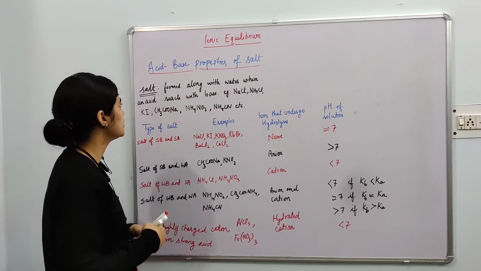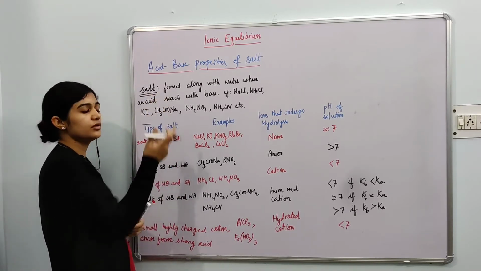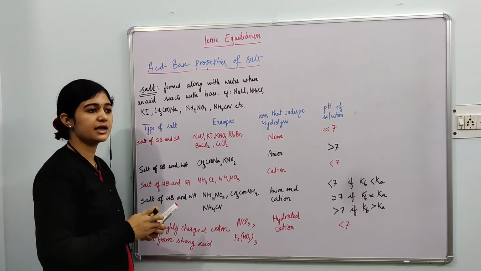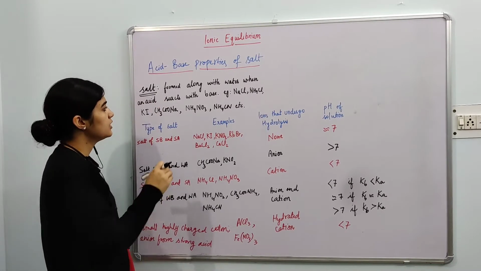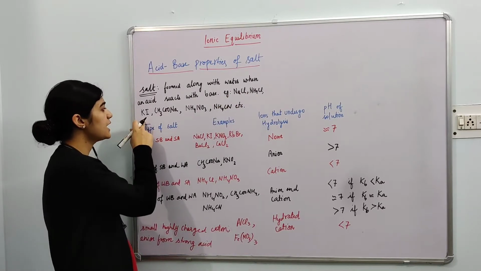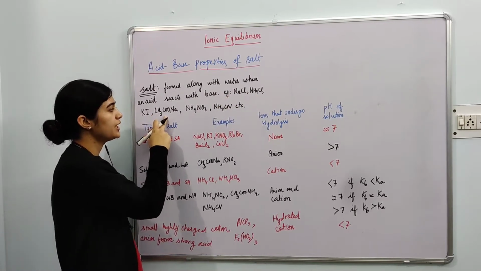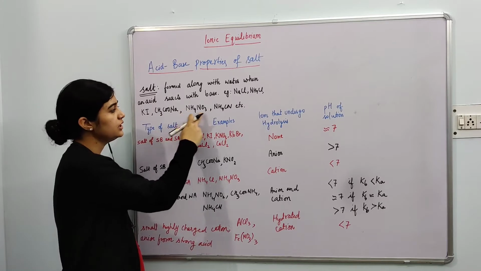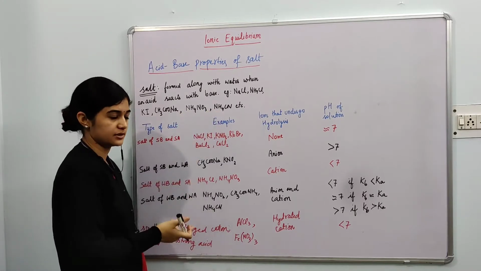What is a salt? Salt is formed along with water when an acid and a base react. Examples are NaCl, NH4Cl, KI, CH3COONa, NH4NO3, etc.